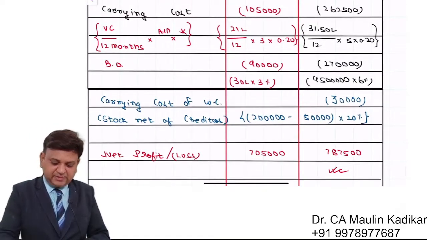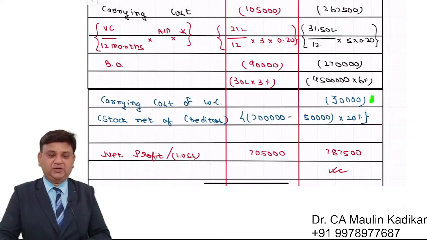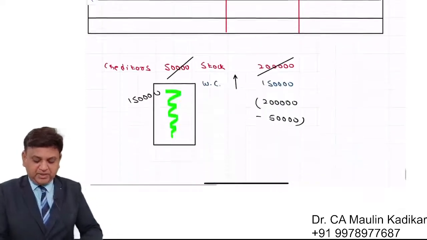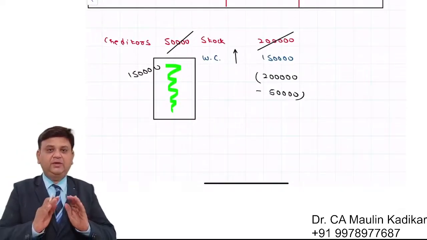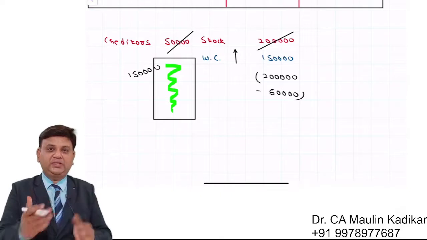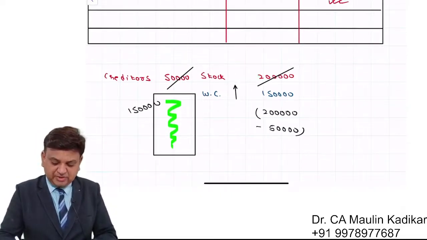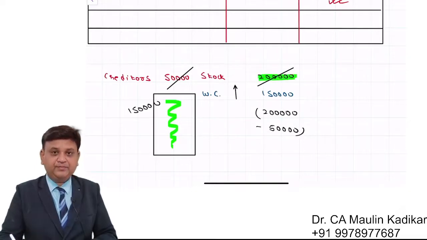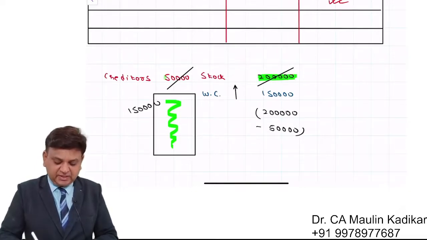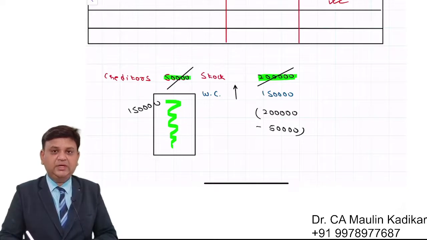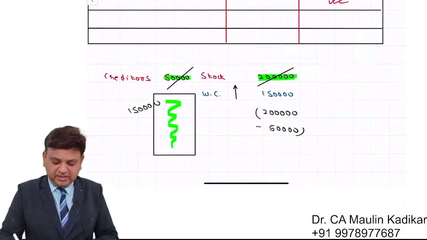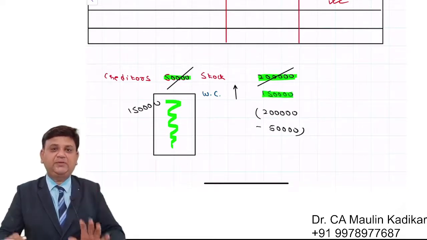Dear students, I am just repeating this point again. The incremental working capital carrying cost. If we implement the new policy, it has been given that there will be an increase in the stock by 2 lakhs and an increase in the creditors by 50,000. Means we have been provided with the information, indirectly, that there is an increase in the working capital by 1,50,000.